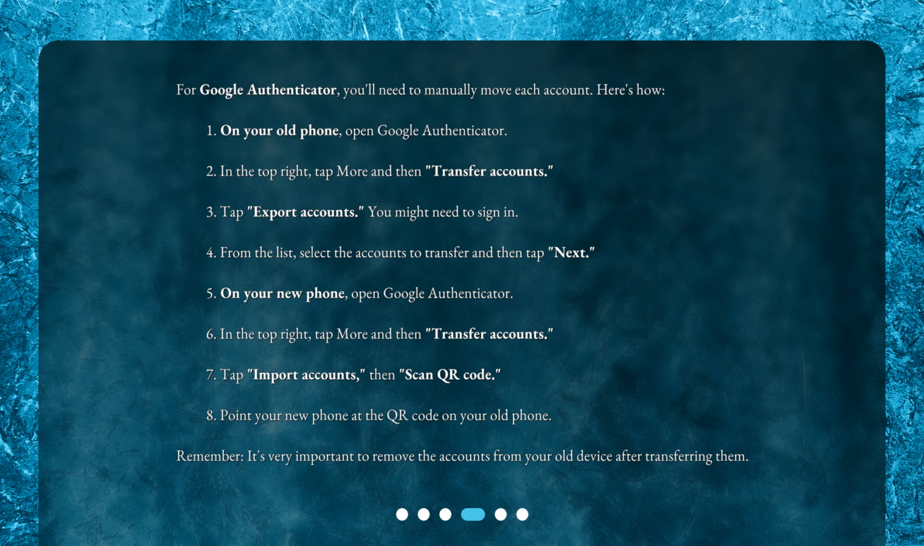5. On your new phone, open Google Authenticator. 6. In the top right, tap More and then Transfer Accounts. 7. Tap Import Accounts, then scan QR code. 8. Point your new phone at the QR code on your old phone. Remember, it's very important to remove the accounts from your old device after transferring them.